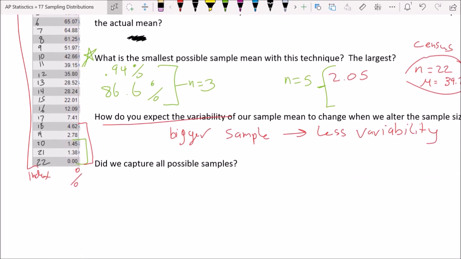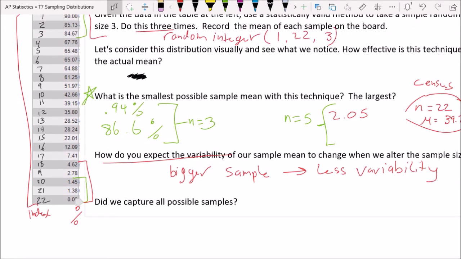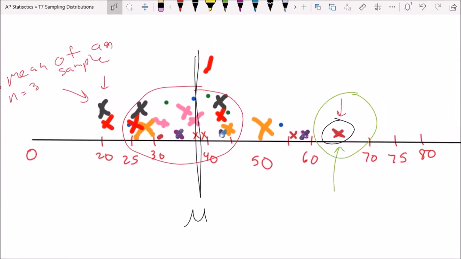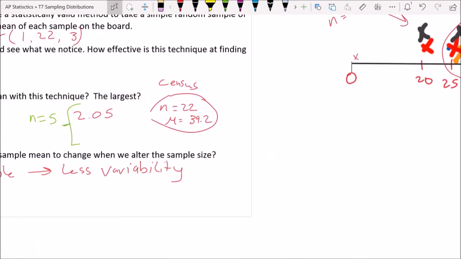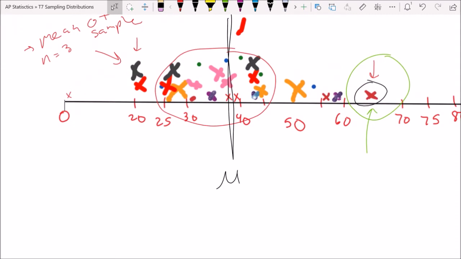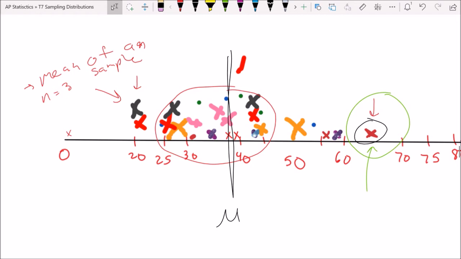The last thing here is, did we capture all the possible samples? What that's referring to is, in class when I did this, was this all of the possible samples that we could have had? Well, no, because we found one down at like 0.9 just now, and we could have had one as high as 86.6. We could have possibly had one up around 86, so way up here. We just happened to not. Those are unlikely samples, but they are samples that can happen. Okay, so this is not the complete sampling distribution, but this is sort of like an incomplete model of a sampling distribution.